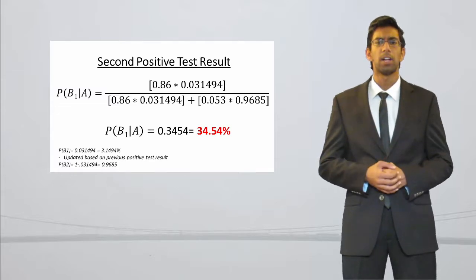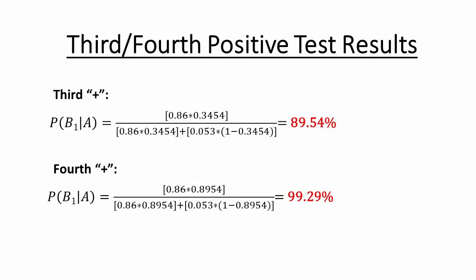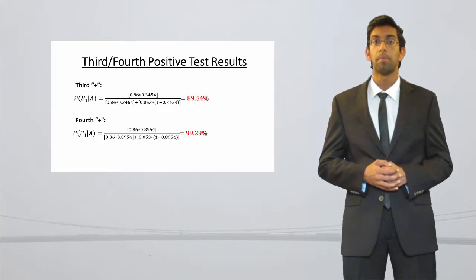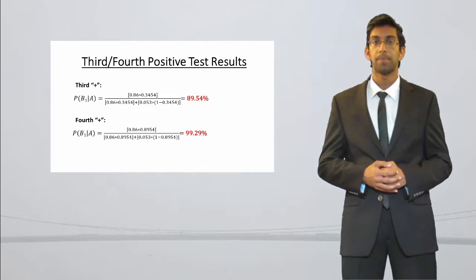By reusing that value, if we get a third positive test result, we can see that there's an 89.54% likelihood that the patient has the disease. And if we get a fourth positive test result, we get to a very ideal 99.3% likelihood that the patient has the disease. Based on Bayes' theorem, a physician should run 4 echo tests before confidently confirming the presence of HCM in a patient.